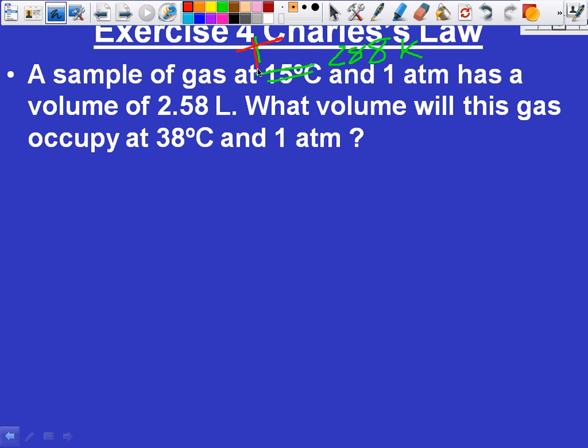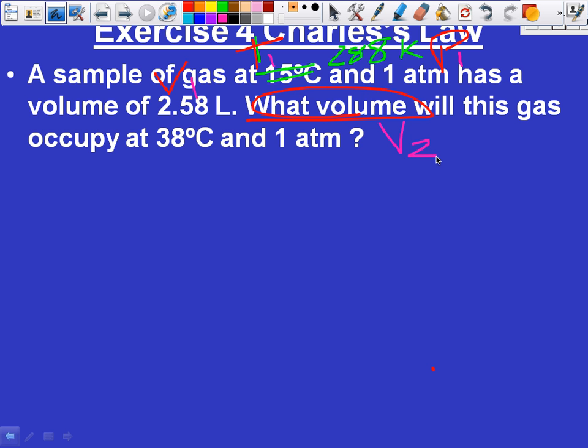At 1 atm, well, there's our pressure, has a volume of that. All right, so then it gives us a V. So hold on, they give us a T, a P, and a V. We need to keep reading. What volume will this gas occupy? Well, there's our question. We know we're going to need a volume. So we can go back and relabel this as V1, T1, and P1. And we're going to be solving for V2.